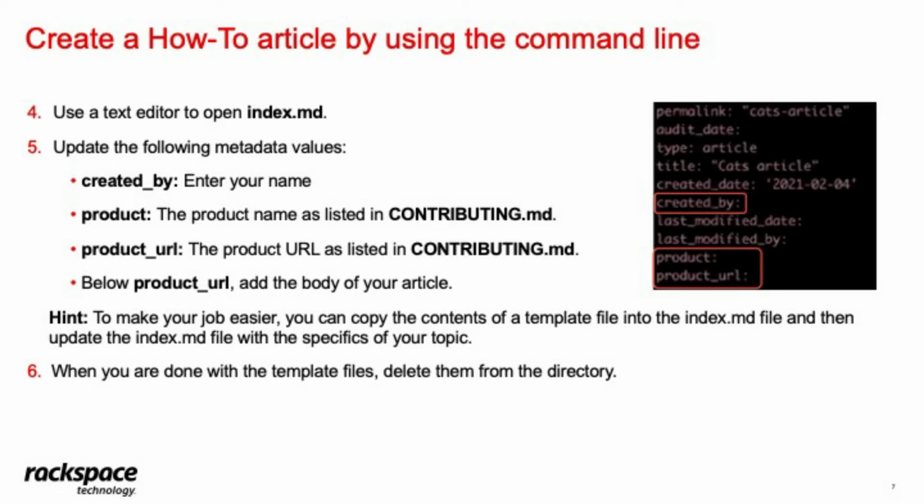Start by filling in a few of the metadata fields with your name, the product, and product URL. Again, check the contributing.md file for the product specifics. You should also check the title field for capitalization problems. It should read like a sentence, with the first word and any names or proper nouns capitalized. Then, under the 3 dashes that mark the end of the metadata, add your article content.